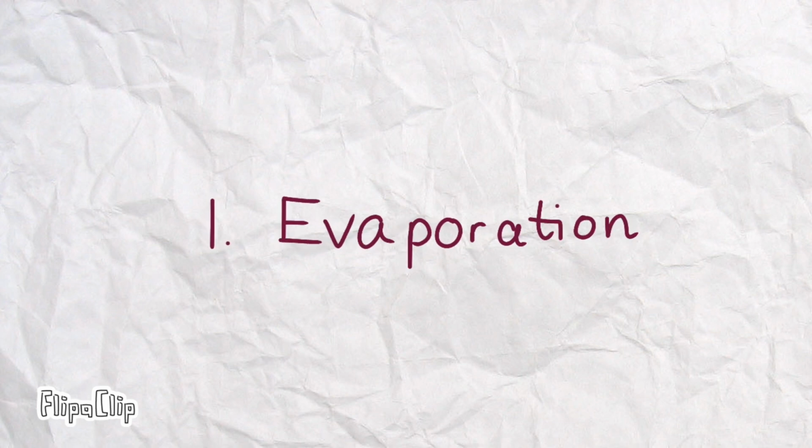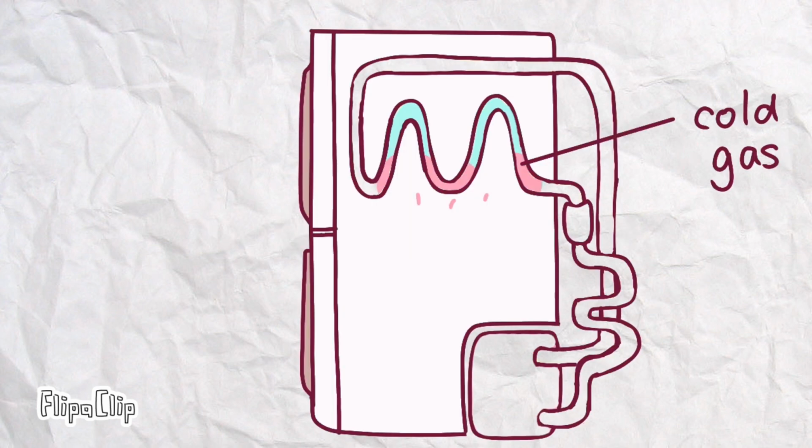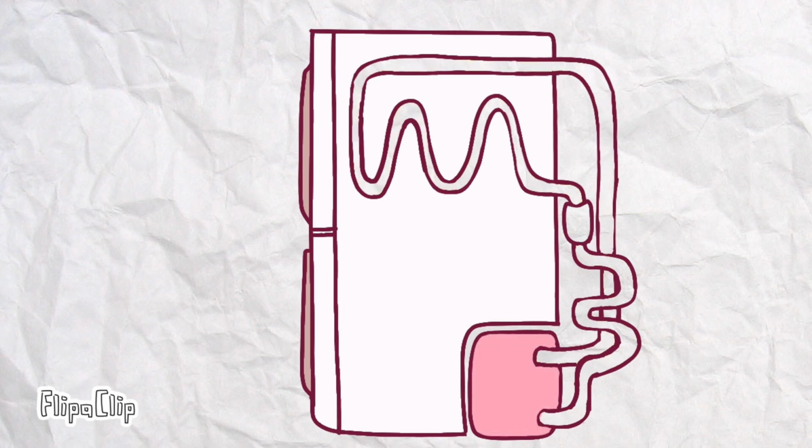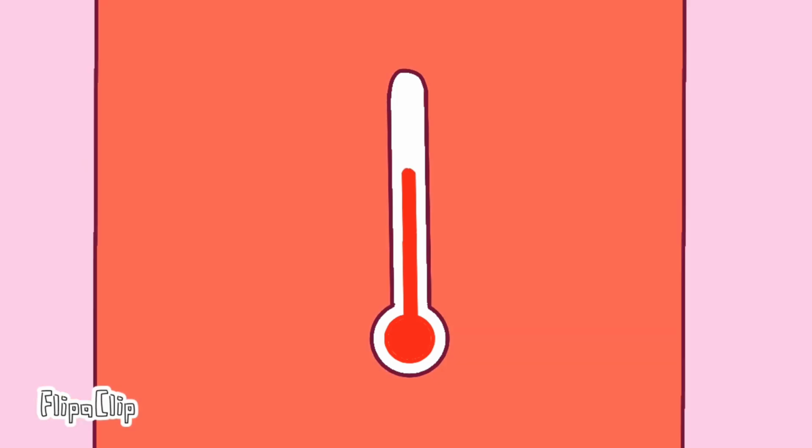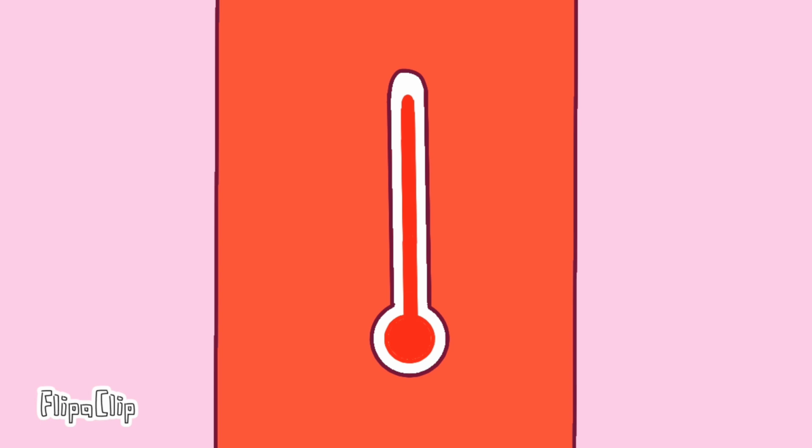First stage, evaporation. Hot air flows near the tube. Heat is transferred from the air to the cold refrigerant, causing the refrigerant to boil and turn to gas. This gas flows along the tube to the compressor. Second stage, compression. Along the way, the refrigerant gas is compressed to high pressure, causing its temperature to increase.